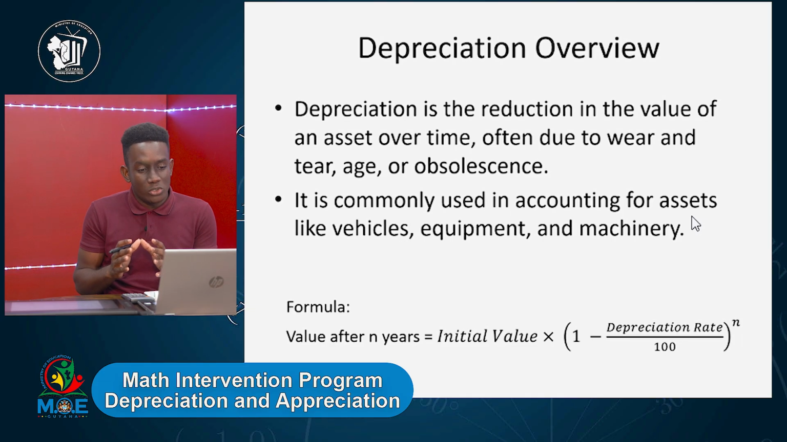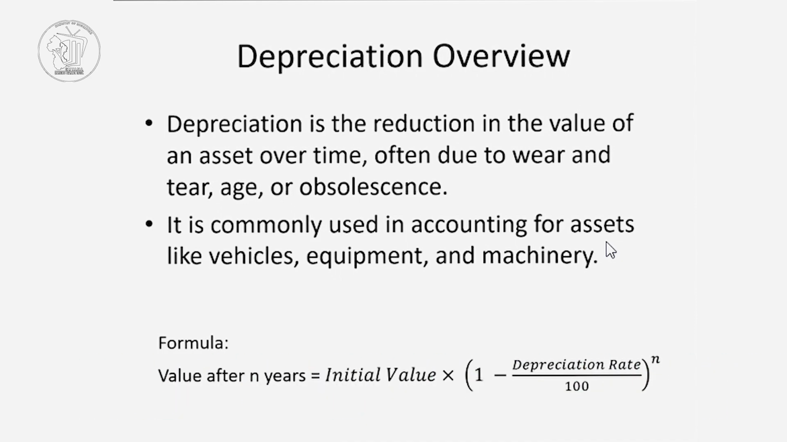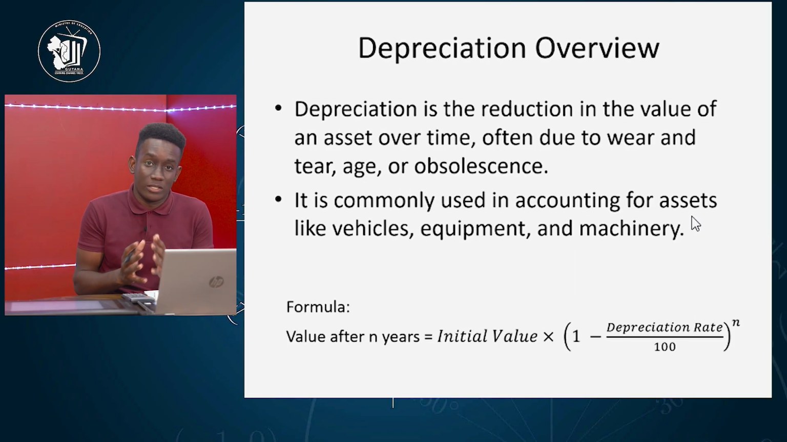There's a formula that we use to find depreciation given the number of years, and that formula is the value after n years. N is just there to represent an amount of years. The formula is the initial value of the item multiplied by 1, subtract the depreciation rate, which is given, divided by 100, all raised to the n power. And n is the amount of years that the item has depreciated for. Sometimes you may not even need a formula to find depreciation, and I'll show you that in one of the examples. Nevertheless, let's head into the first example.